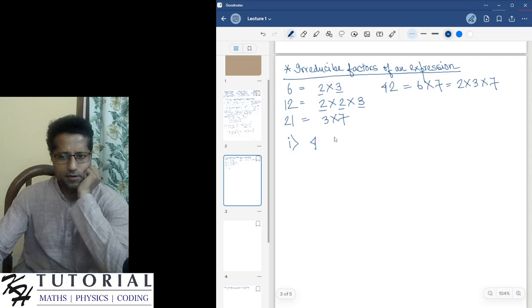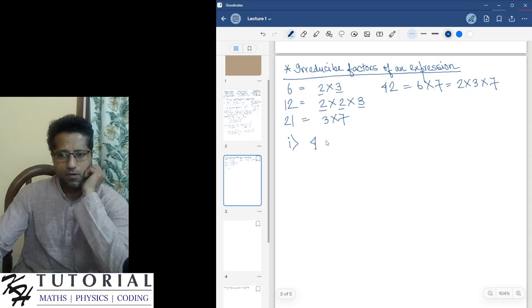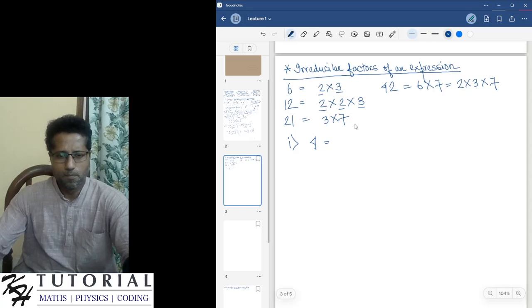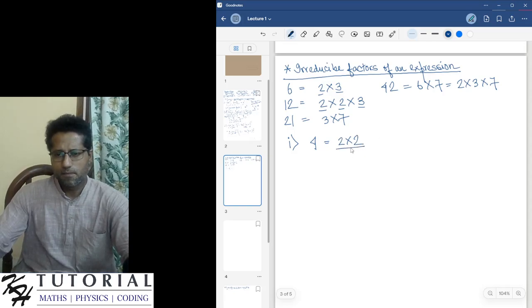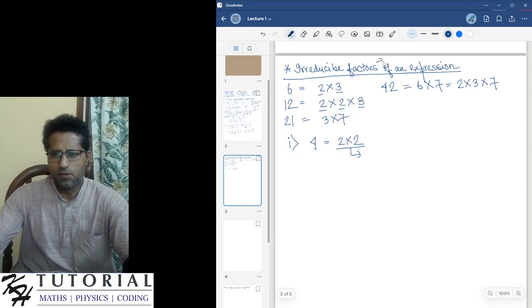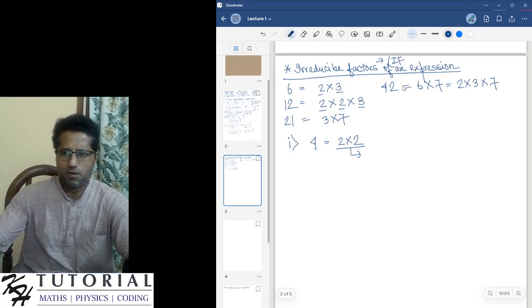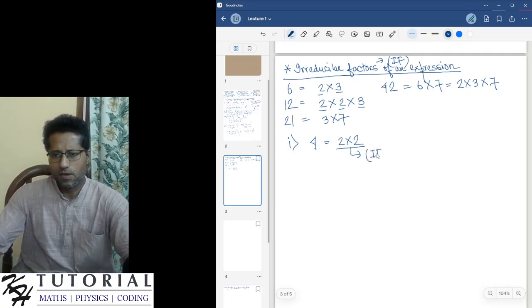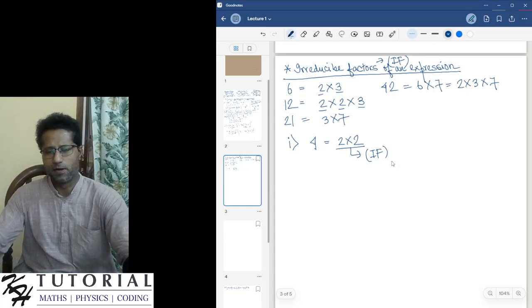Why? This is a term. This is a constant term. It is not irreducible. It is not an irreducible factor. Why? Because we can further factor 4 as 2 into 2. So this is irreducible factors. In short, let's call this IIF, that is irreducible factors. This is irreducible factors because we have expressed 4 as a product of 2 and 2.